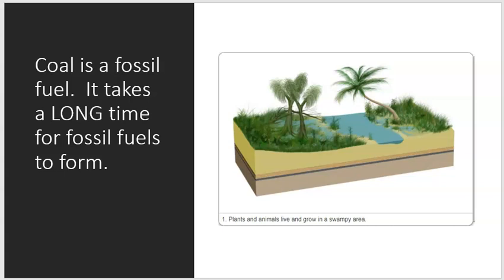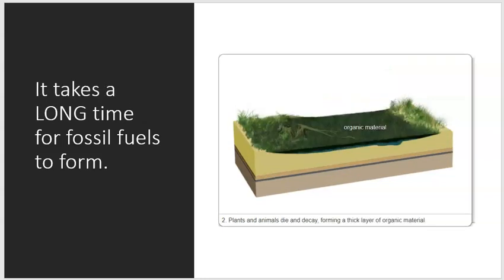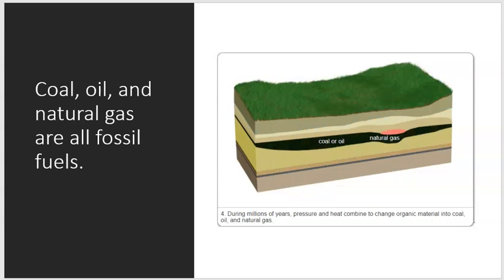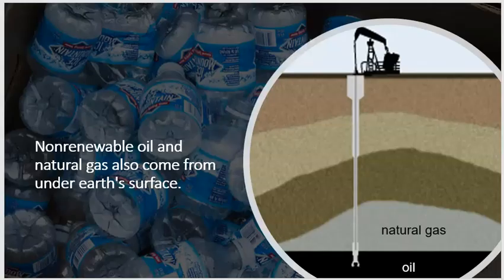Coal itself, along with oil and natural gas, comes from the remains of decayed plant and animal material, compacted in a moist environment for millions of years. As plants and animals die and decay, a thick layer of organic material forms. The layer of organic material becomes buried under seawater and sediment. During millions of years, pressure and heat combine to change organic materials into coal, oil, and natural gas. Non-renewable oil and natural gas also come from under Earth's surface.